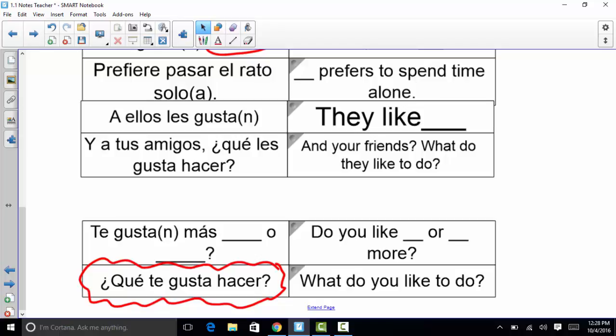Okay, so next time I see you, we will practice gustar a little more in depth. But that is where you are going to stop with your notes for today. So I will check these next time.